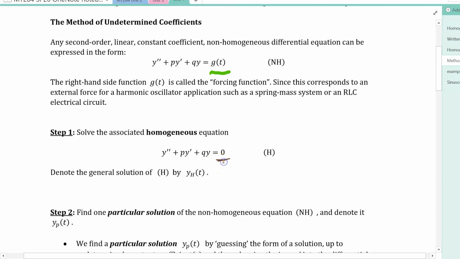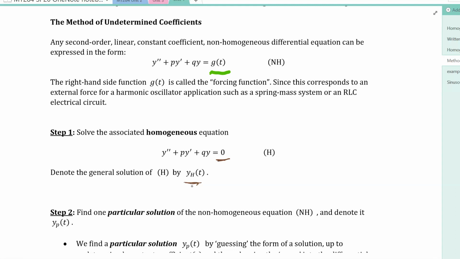Based on our previous work, and we saw in our previous video, your general solution is going to be a linear combination of exponentials, or possibly exponential times trigs, or maybe exponentials times t. That's what it's always going to look like there. Notationally, we're going to denote the general solution of the homogeneous equation by y sub h. So that's something we're going to take care of pretty quickly.